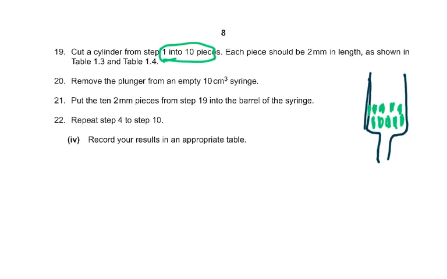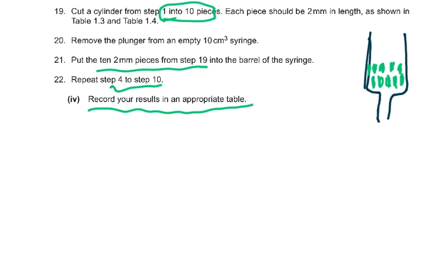So the 10 pieces you put in a syringe, remove the plunger, put the 10 pieces, and then you repeat steps 4 to 10. Now record your results in an appropriate table. So all this, even if you didn't do it, you could have just done it on one and cooked up the results, because actually Cambridge is not going to check any of this. They are just going to see your paper. So whether you did it or you didn't do it, it actually doesn't matter.